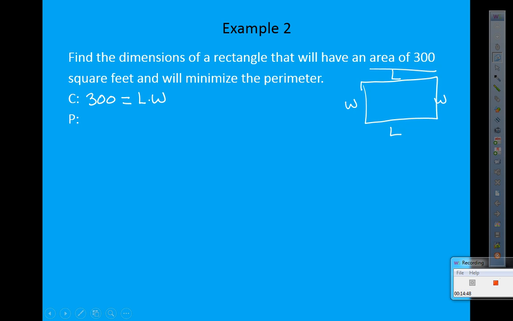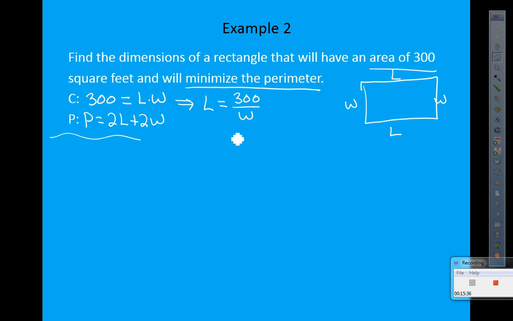My primary equation is whatever I'm trying to minimize or maximize. In this case, I'm trying to minimize the perimeter. So what do I need to do? For my primary equation, I need to write an equation for the perimeter of this rectangle. So the perimeter is going to be 2L plus 2W. So there's where we are so far. The next step, come into your constraint equation and solve that for either variable that you want. I'm going to solve it for L. So length is going to be 300 divided by W.